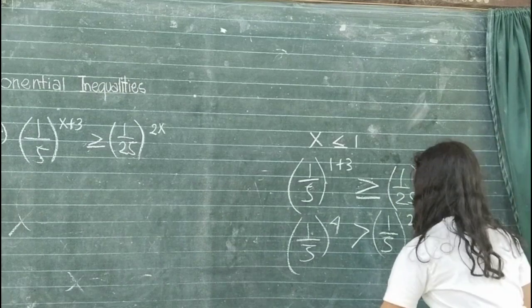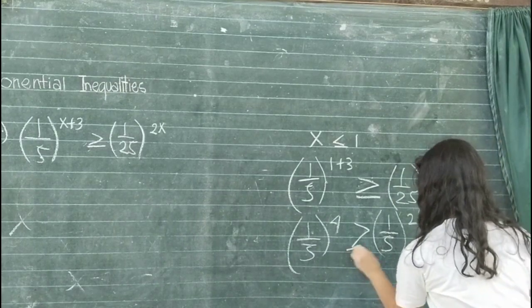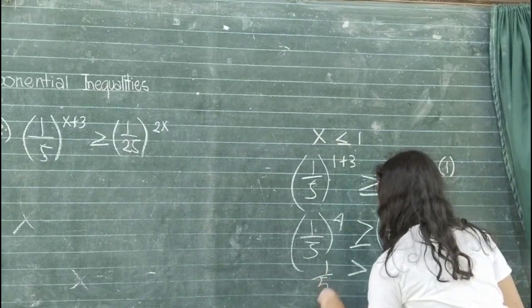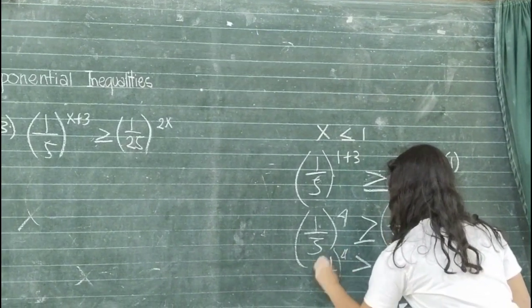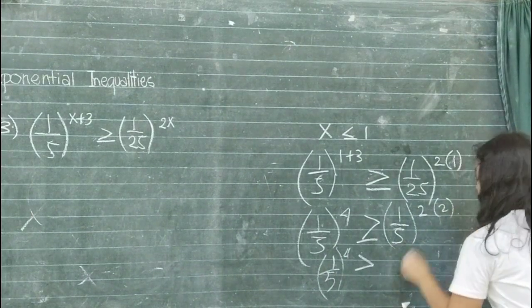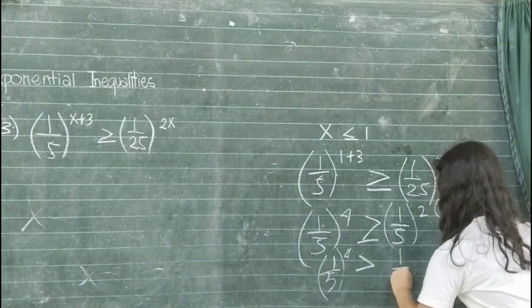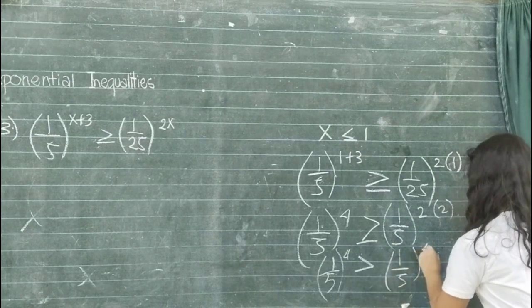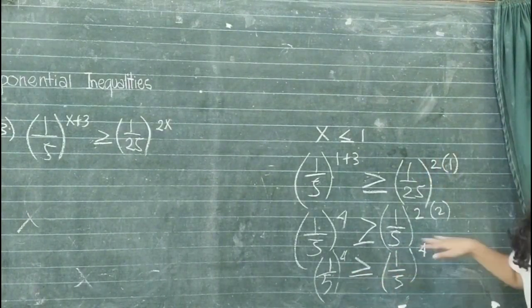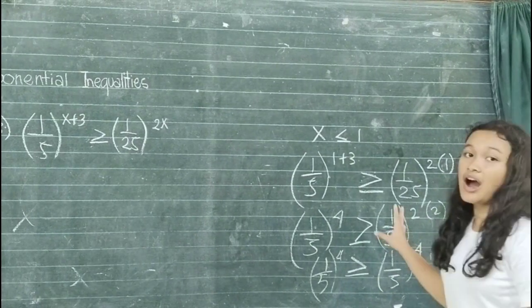So, 1 over 5 raised to the power of 4. And here also, 2 times 2 is equal to 4. So, 1 over 5 raised to the power of 4. So, their answers are the same. So, it means our answer is correct.